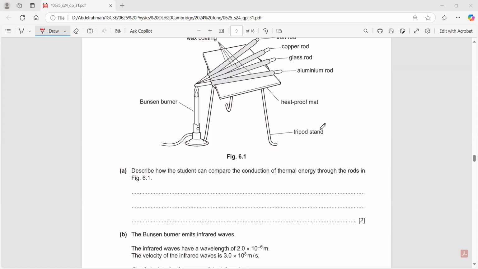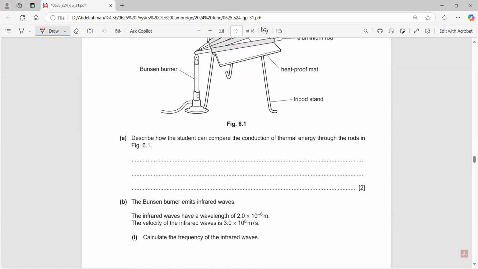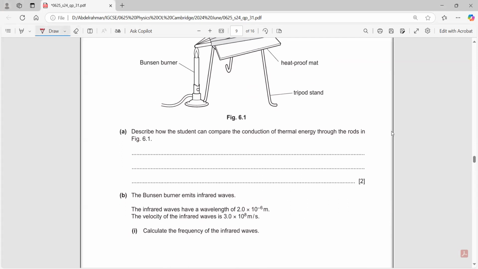This is not a thermometer. You will not actually measure the temperature. You don't need a thermometer in this question. Attach small pins using wax at the end of each rod.